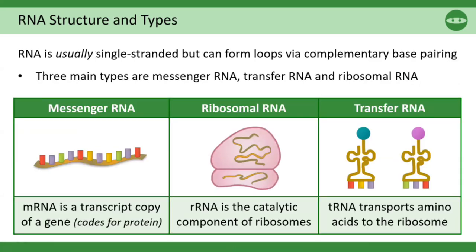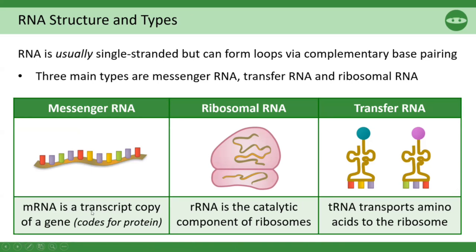The RNA structure is different from DNA. It's single-stranded, as we said before, and it only represents a small set of instructions of the genetic material. And there are 3 main types: messenger RNA, ribosomal RNA, and transfer RNA.